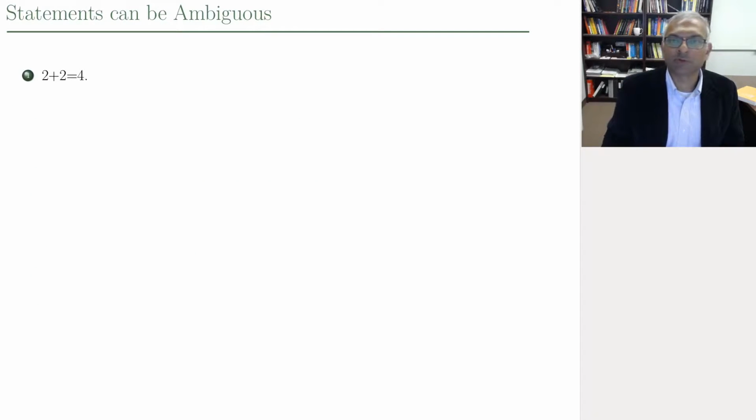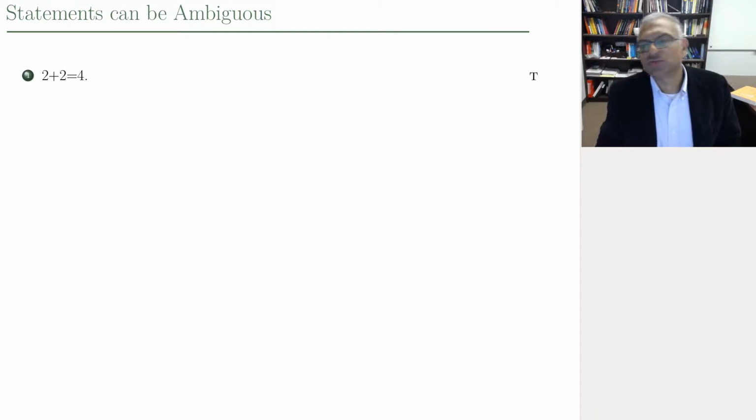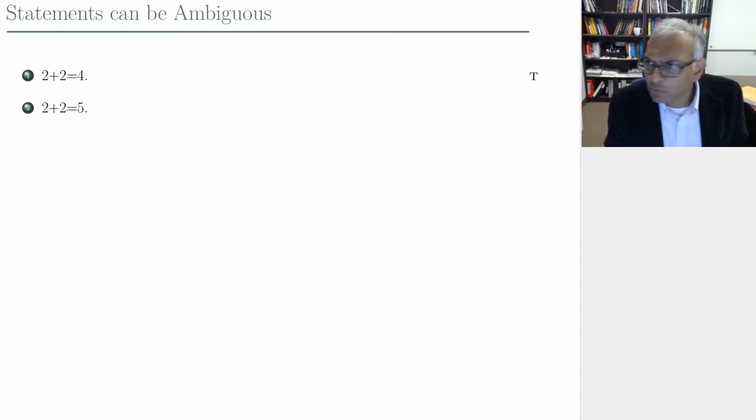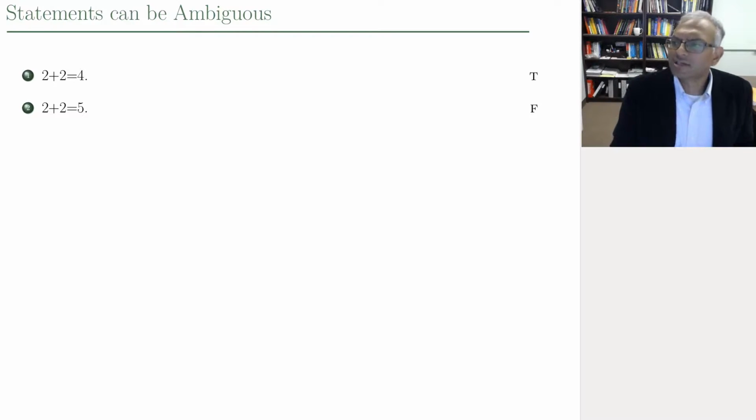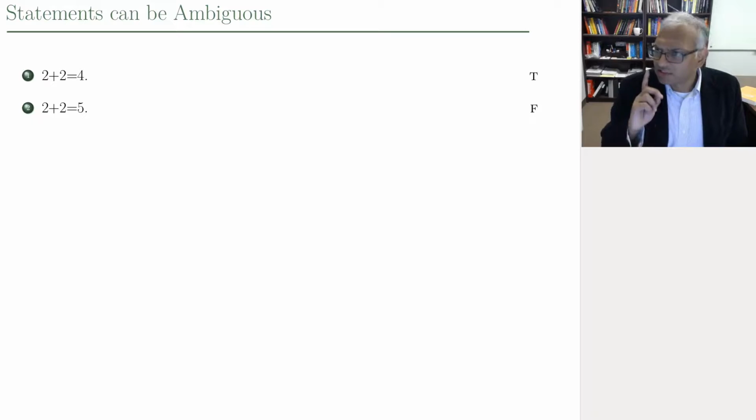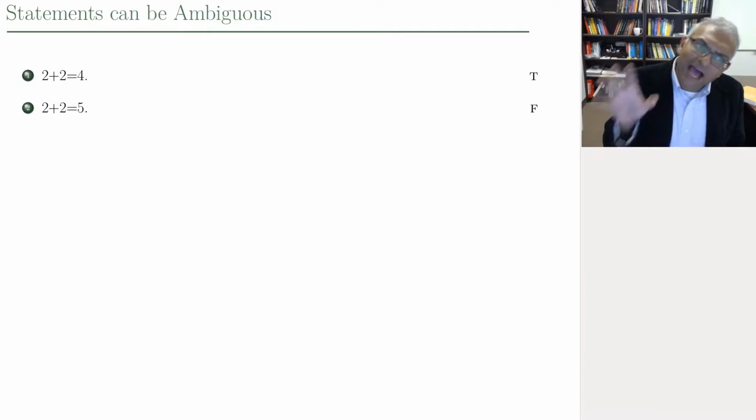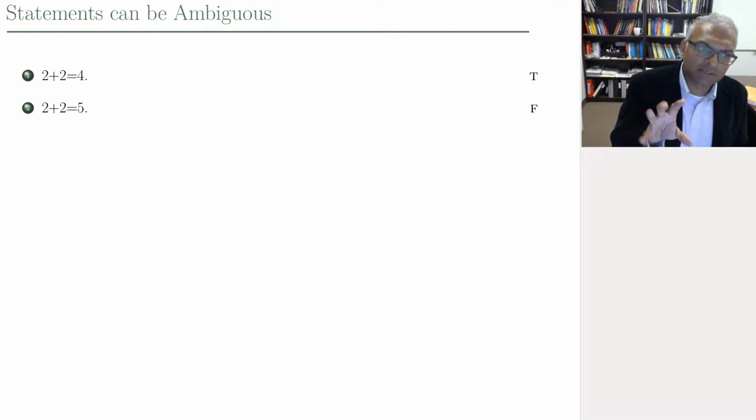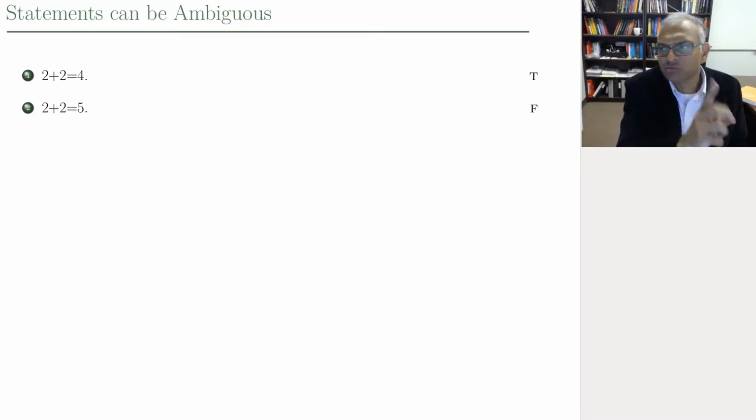2 plus 2 equals 4. Well, that's a true statement. Nobody will say it's an ambiguous statement, and everyone agrees that it's true. 2 plus 2 equals 5. This is a false statement. But now let's distinguish a false statement from an ambiguous statement. There's no ambiguity here. 2 plus 2 equals 5. We all understand what it's saying. It's just that it's false.